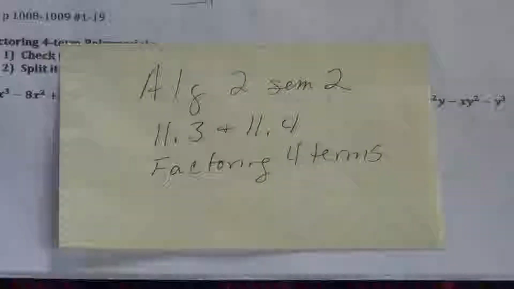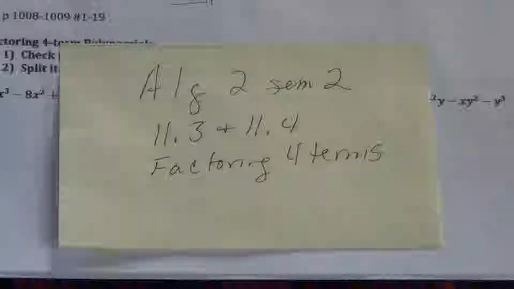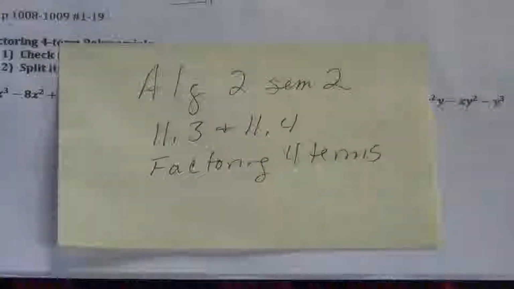Welcome to Algebra 2, Semester 2. This is the final lesson in Unit 8. It is factoring 4 terms and then sections 11.3 and 11.4 out of our book. So first thing, let's look at factoring the 4 terms.